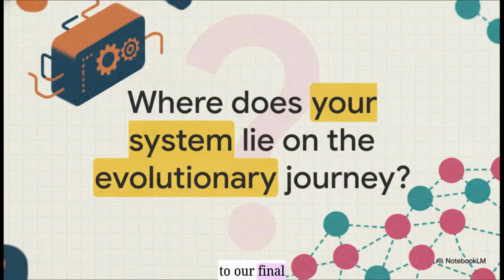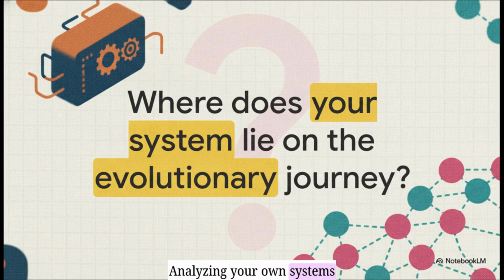Which brings us to our final thought for today. Where does your current system lie on this evolutionary journey? Are you still loving the simplicity and speed of a monolith, or are you starting to feel the serious friction of that scale wall? Analyzing your own systems through this lens of deliberate trade-offs is an absolute game changer for how you build and evolve software.